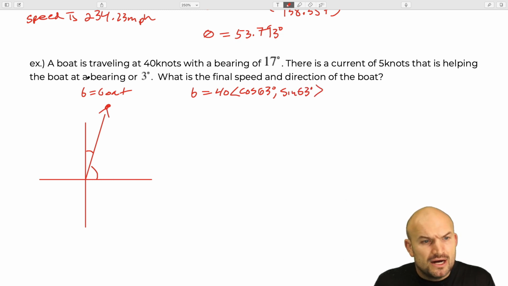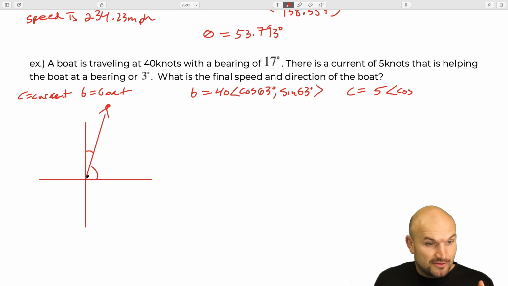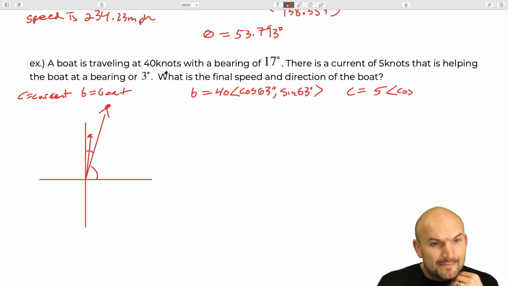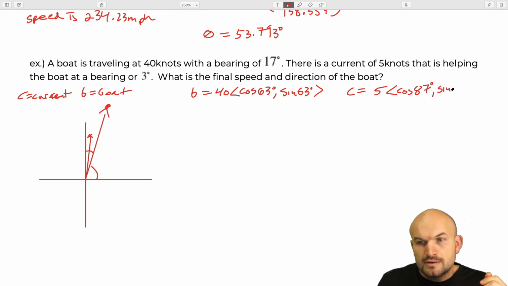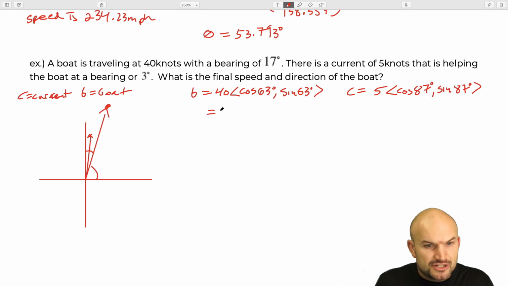Okay, and then what else we got? We got the current, so C equals current. The current's at 5 knots, and that is helping the boat at a bearing of 3 degrees. So we have C equals 5 knots times the cosine, and that's at a bearing of 3 degrees, so that's even smaller, and that one is going to be at 87 degrees. So we say cosine of 87 degrees, sine of 87 degrees. Now again, if we're looking for the final speed and direction of the boat, we're looking to combine these. But the first thing we're going to want to do is figure these out.